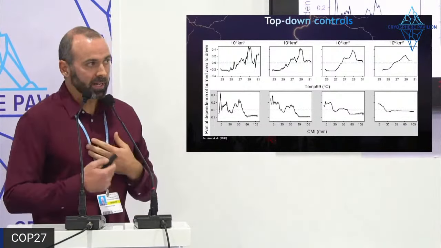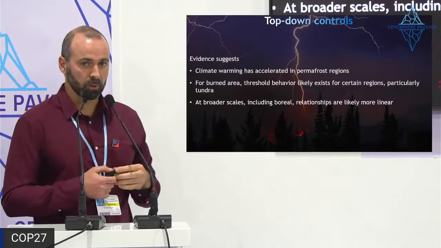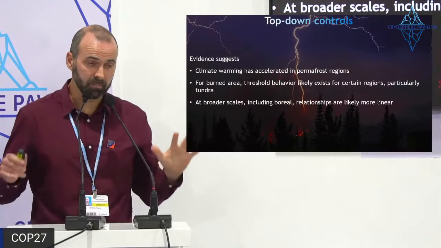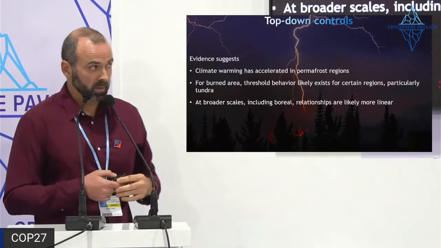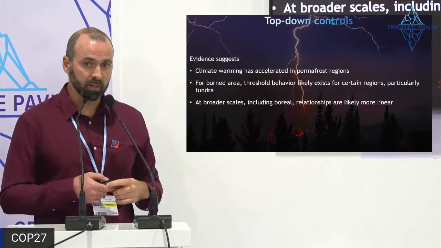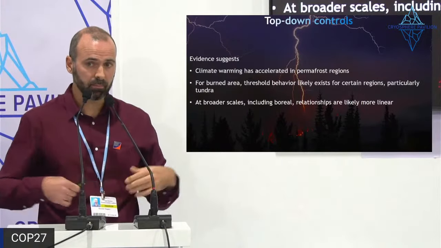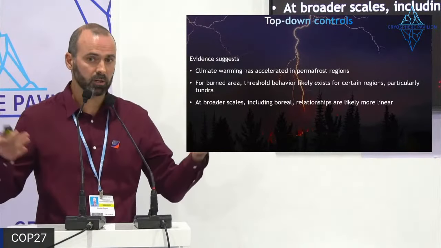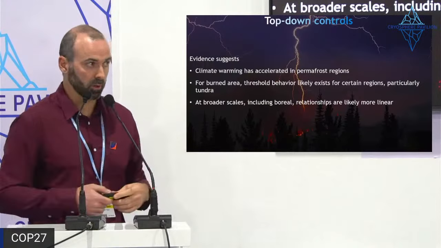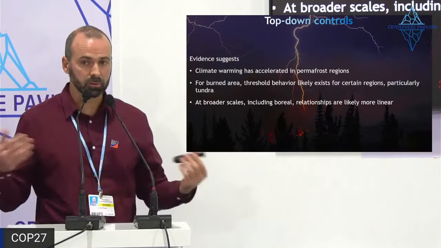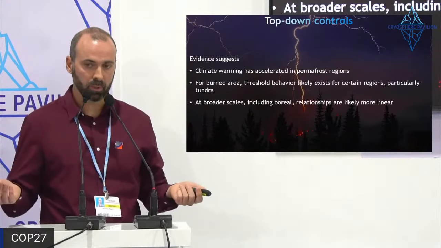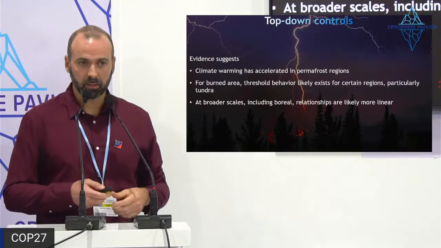So my take on the situation for burned area driven by these top-down controls is that climate warming is accelerating. We are seeing threshold behavior in tundra regions, regions that have not burned very frequently historically. They are crossing thresholds. They might burn a lot more. That might be a tipping point. But at broader scales, and we include the boreal, which is the vast majority of burned area, the relationships are likely a lot more linear.